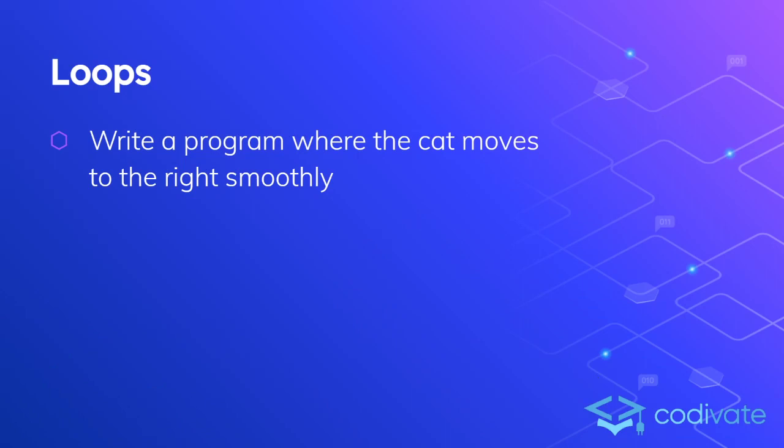Now for the loop practice. Write a program where the cat moves to the right smoothly. So instead of being the jagged motion that you normally see with your step by 10 with waits, I want it to move smoothly, kind of like the glide block, but don't just use the glide block. Use something else. Use a loop.